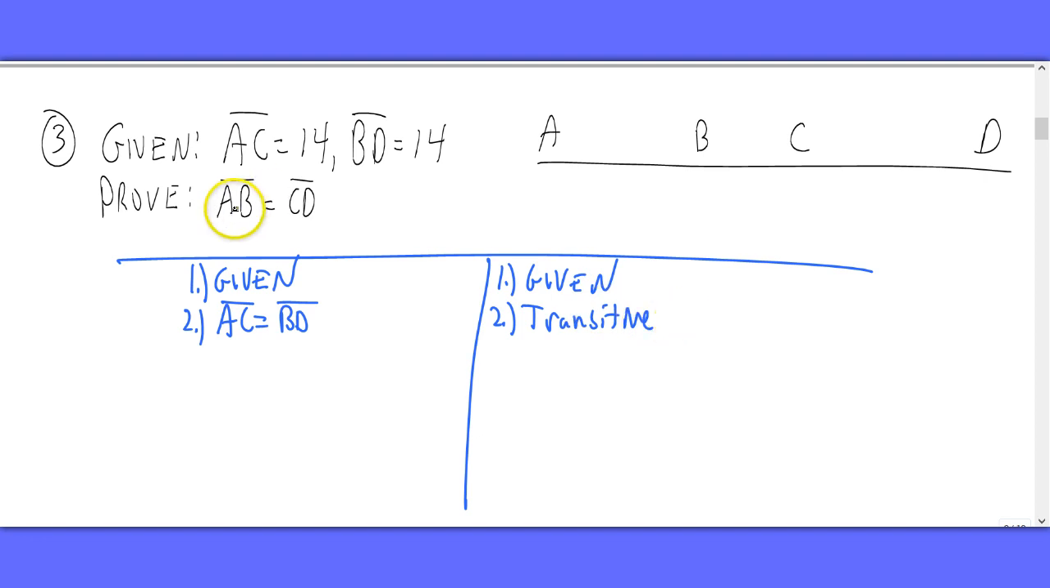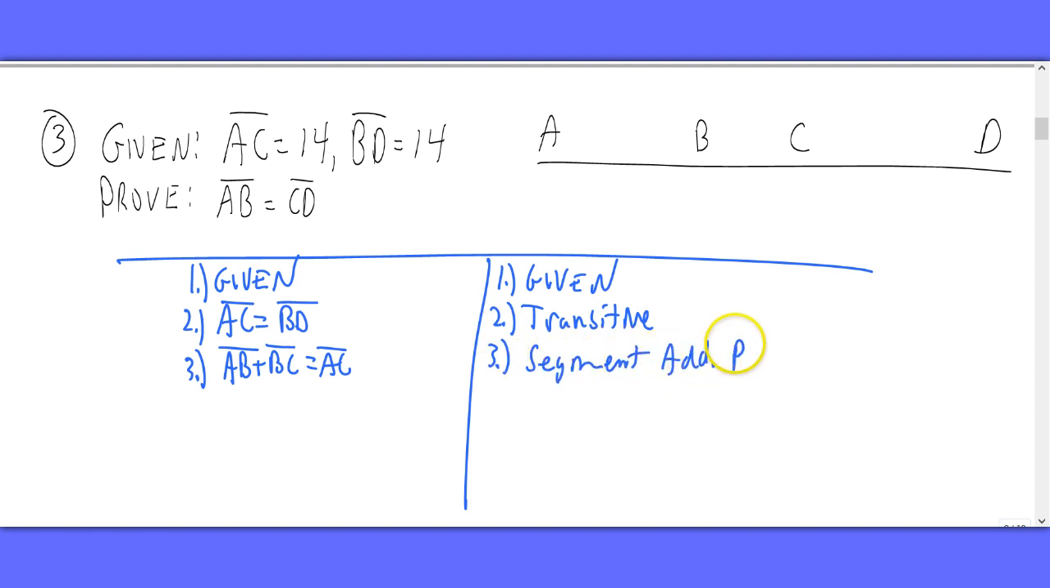Next, we're trying to get segments AB and CD involved in this proof. So as I look at that, here's AB. I have AC mentioned. So I'll say AB plus BC is equal to AC. And the reason for that, again, is the segment addition postulate.